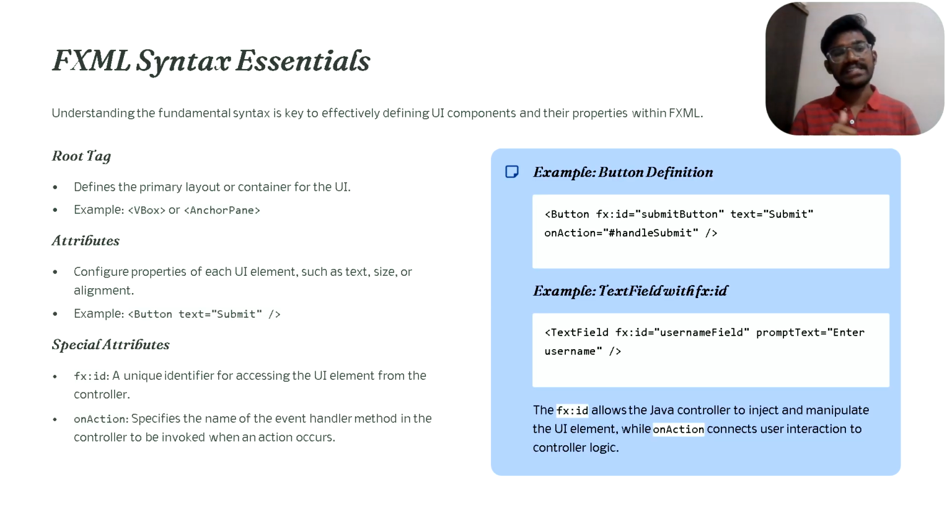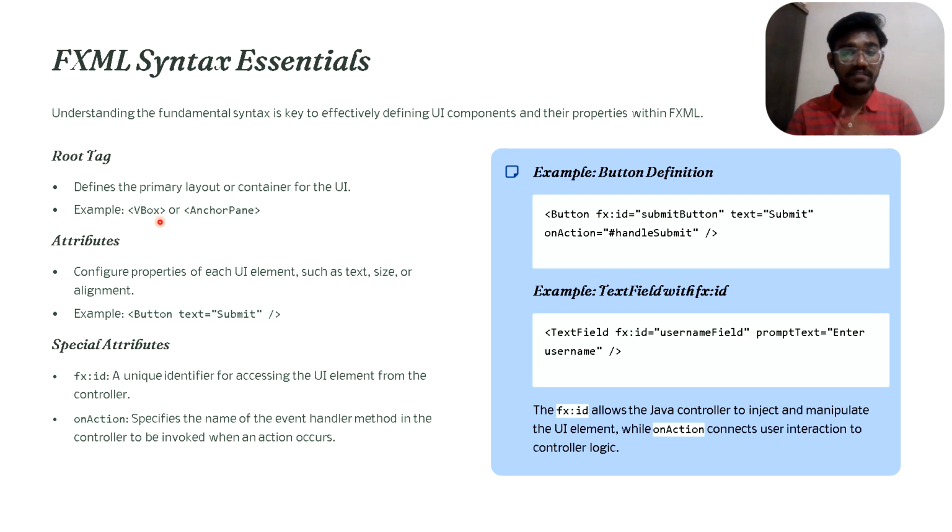Next comes the essential thing which is required. As I told, we need to follow the structure. The structure is what is meant: it has to have a root tag, attributes, and special attributes. For example, with respect to a button, the button will come under the root tag.